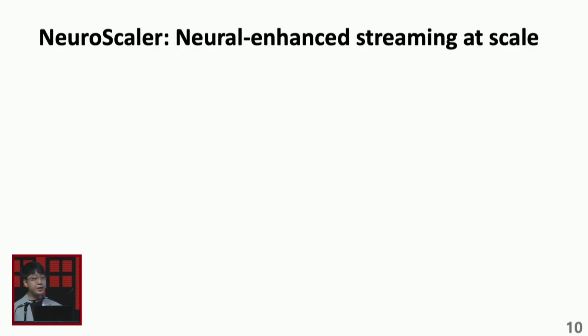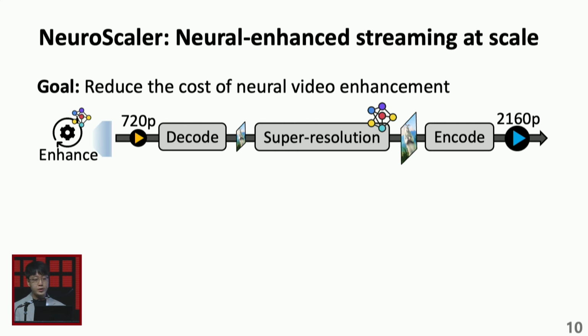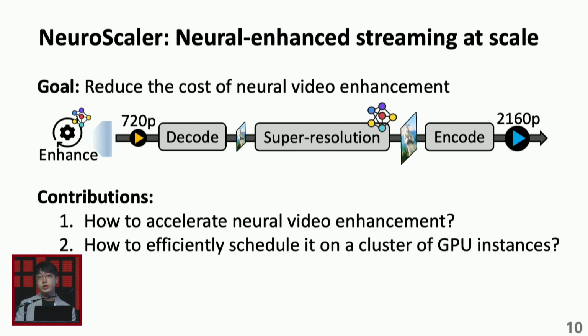Motivated by this limitation, we present NeuroScaler that enables neural-enhanced live streaming at scale. NeuroScaler aims to significantly reduce the cost of live neural enhancement. To achieve this, NeuroScaler answers 2 key research questions regarding scalability. First, it effectively accelerates neural video enhancement. Second, it efficiently schedules live neural enhancement on a large cluster of GPU instances.